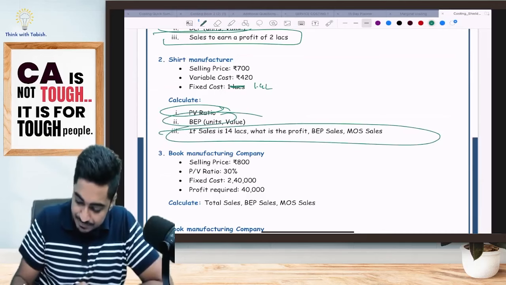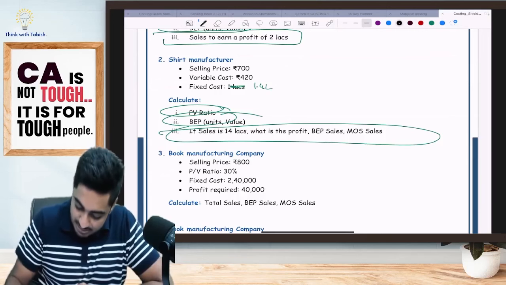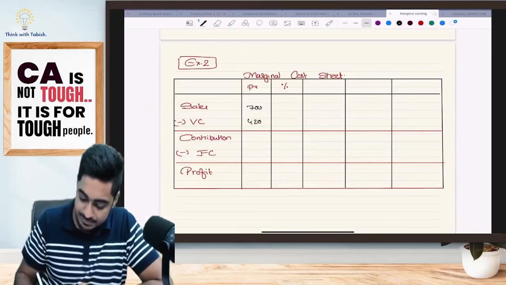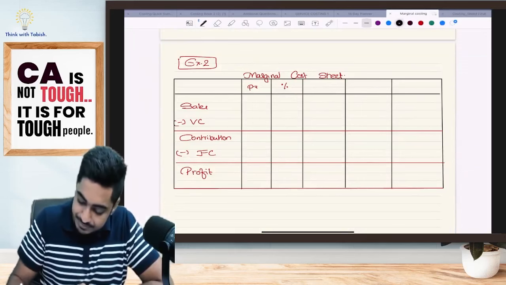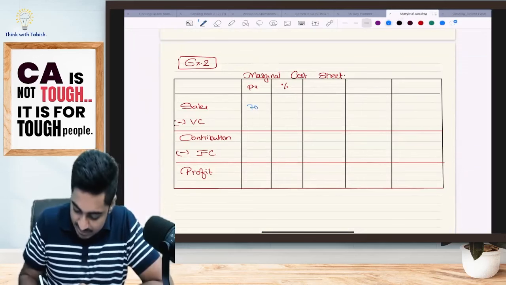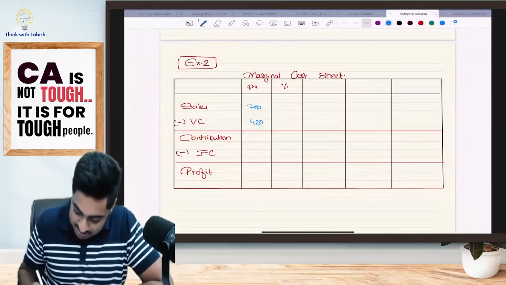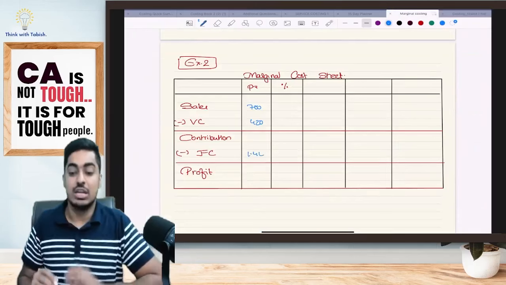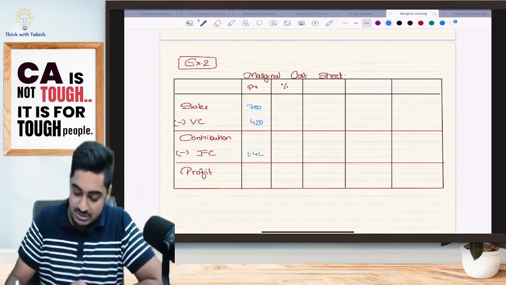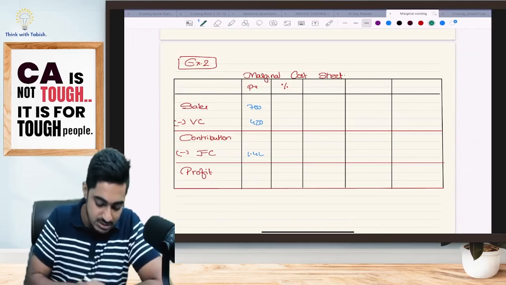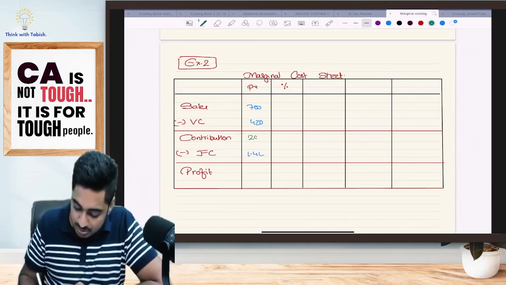Look at this, everyone. Selling price is 700. Use a blue color. Okay, 700. And what more is given? Fixed cost is 1.4 lakh. Now using this, what all can I do? Pay attention, students. Firstly, I can calculate contribution from 700. If 420 is gone, that means 280 is my contribution.